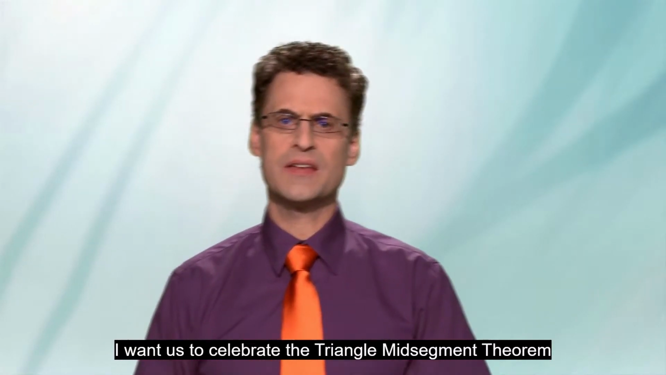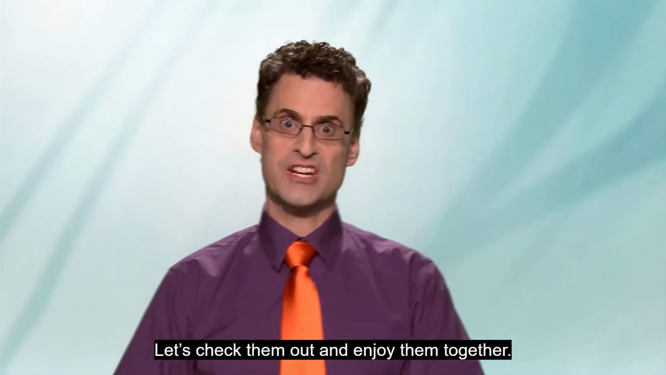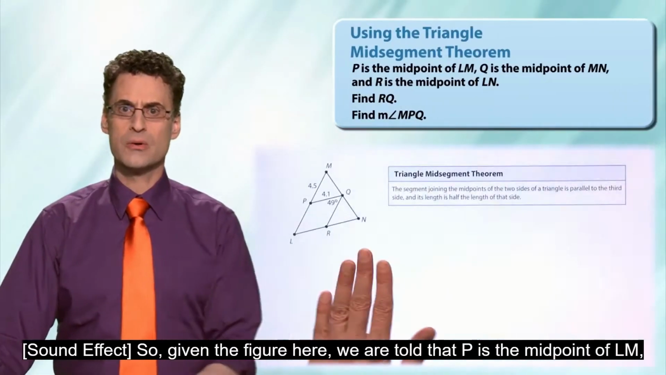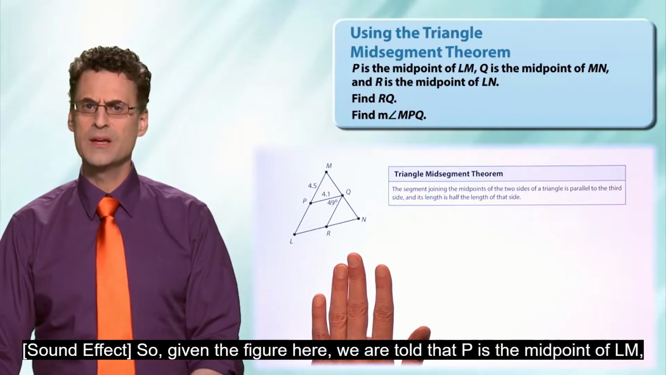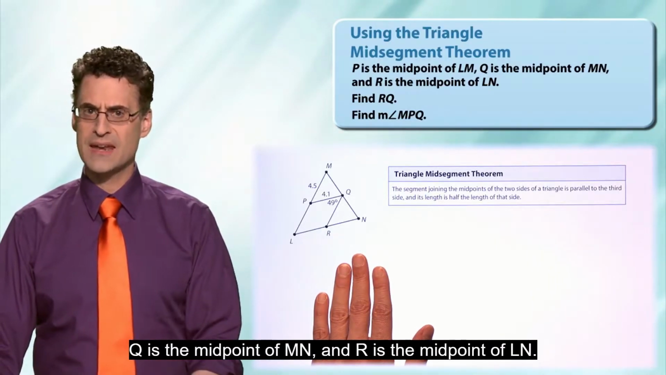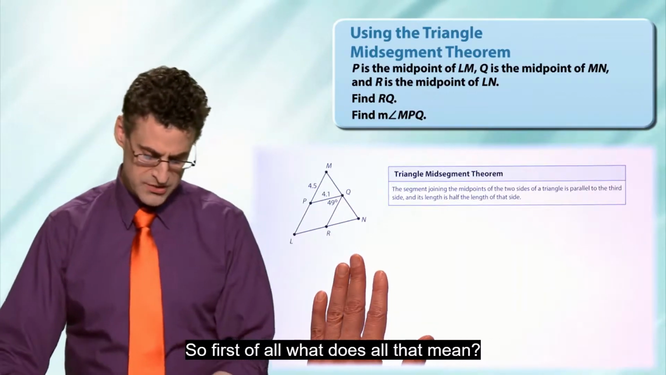I want us to celebrate the triangle mid-segment theorem by looking at a few interesting puzzles. Let's check them out and enjoy them together. So, given the figure here, we are told that P is the midpoint of LM, Q is the midpoint of MN, and R is the midpoint of LN. So first of all, what does all that mean?